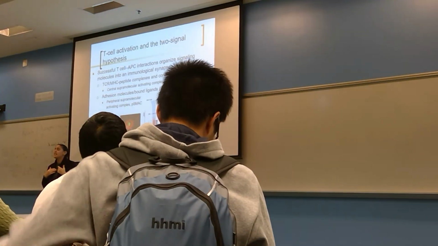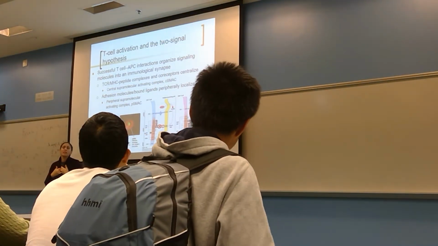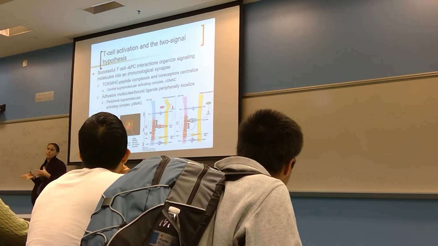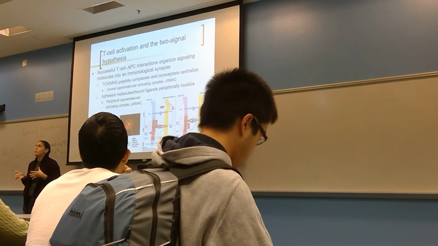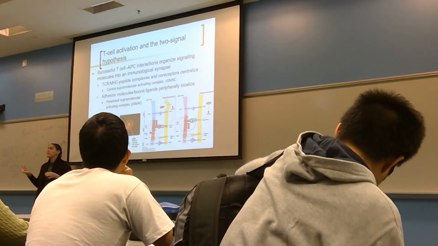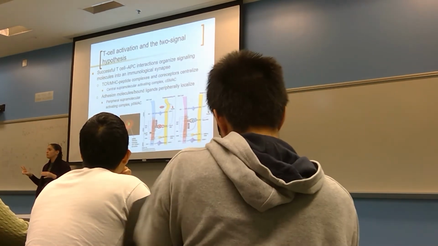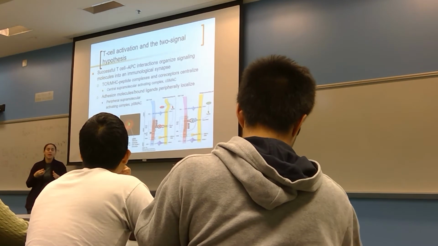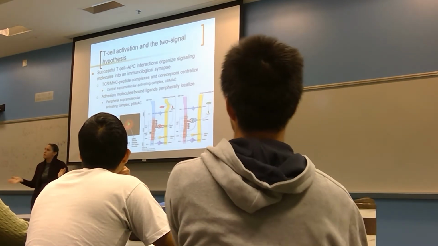Your book flips. I tend to say B7, that's the way I mark it. But it's equally acceptable to say CD86. Okay, that's the second thing. Let those two interact, that gets to the second thing. After this, the T cell will pop off.